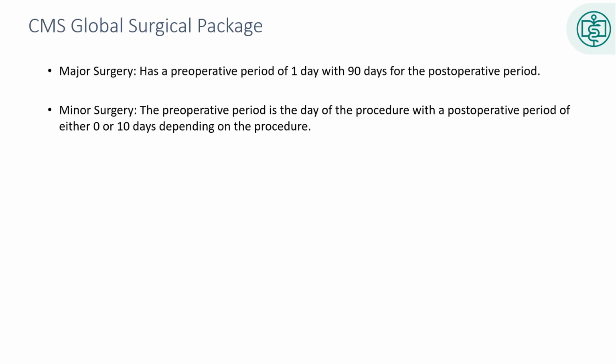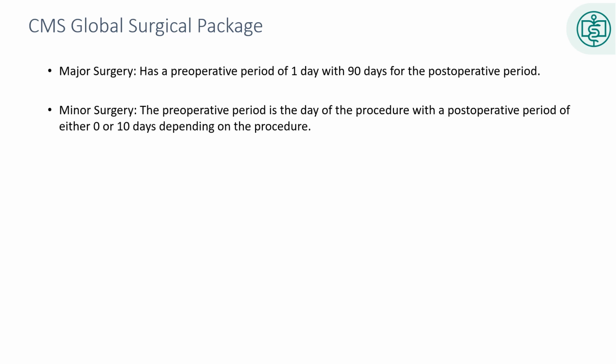The surgical global period refers to the time period during which all services related to a surgical procedure are included in the global surgery package. The global period begins on the day of the surgery and ends either 10 days or 90 days after the surgery, depending on the type of procedure performed. There are 3 types of surgical global periods. There is a 0-day global period, which applies to surgical procedures that are considered minor and includes procedures such as biopsy and simple wound closures.